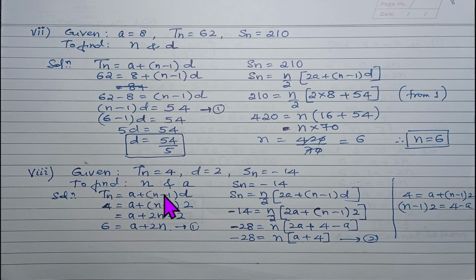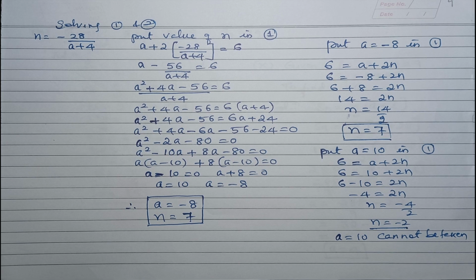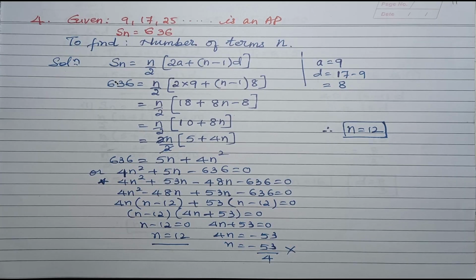So we have n is equal to 7 and a is equal to minus 8. So that is the solution of this particular example. Remember that. The next example is the fourth example. It is given 9, 17, 25 and so on is an AP, and Sn is 636. We have to find the number of terms, that is n.